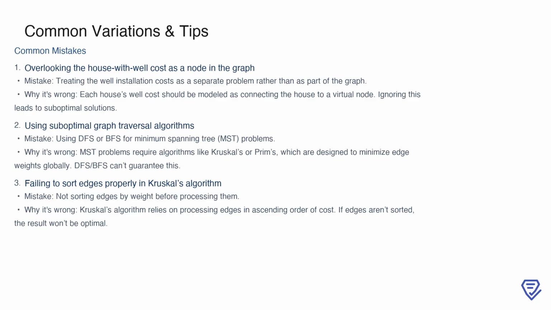solutions. Another common mistake involves using the wrong algorithm for finding the minimum spanning tree. Algorithms like DFS or BFS are great for traversal but aren't designed to minimize edge weights globally. Instead, you need to use Kruskal's or Prim's algorithms, as they are specifically built for this type of optimization. Finally, when using Kruskal's algorithm, failing to sort the edges by weight before processing them is a critical error. The algorithm depends on processing edges in ascending order of cost to guarantee an optimal solution, so skipping this step will result in incorrect outcomes.